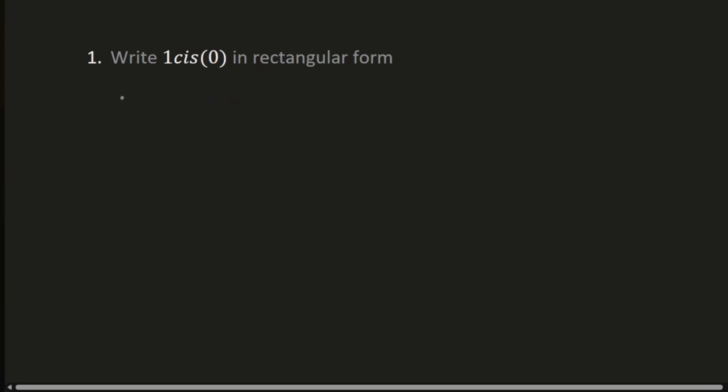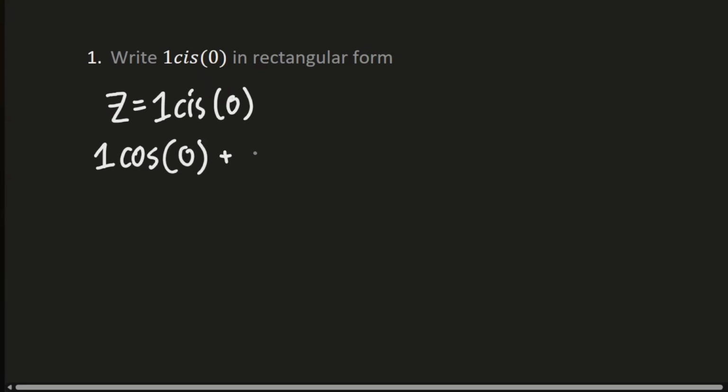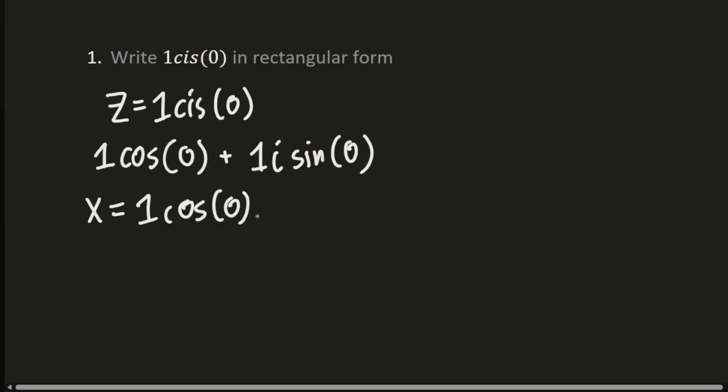So we have 1 CIS of 0. So we put that in form, which is z is equal to 1 CIS of 0. And if we expand that, it becomes 1 times cosine of 0 plus 1i sine of 0. And that would mean that x is equal to 1 cosine of 0, and y is equal to 1 sine of 0.